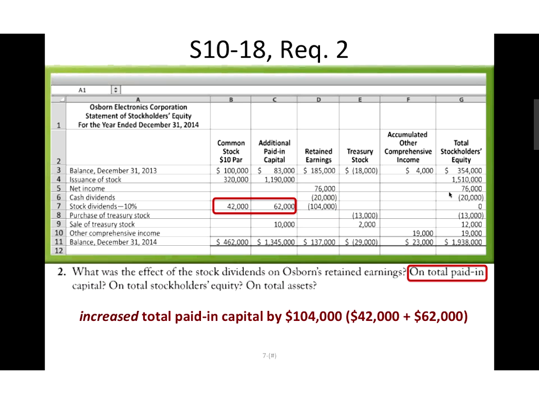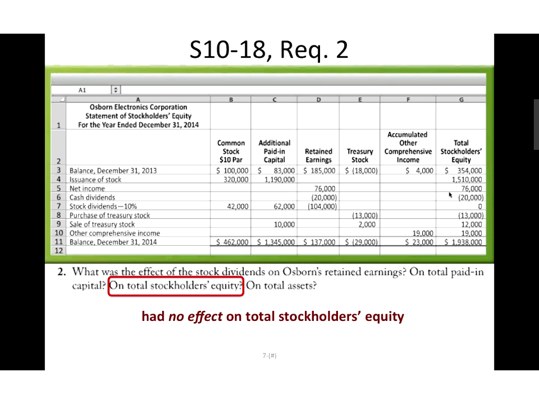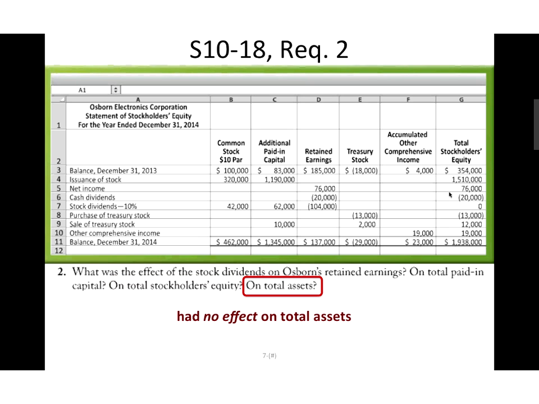So then the next question down, what was the effect of the stock dividends on Osborne's total paid-in capital? Okay, so I have 3 screens on this. On total paid-in capital, it increased the total paid-in capital. Again, for every one of these questions, you're just going to the line of the statement that applies. Total stockholders' equity has no effect, and total assets, no effect. So we get that from that statement line.